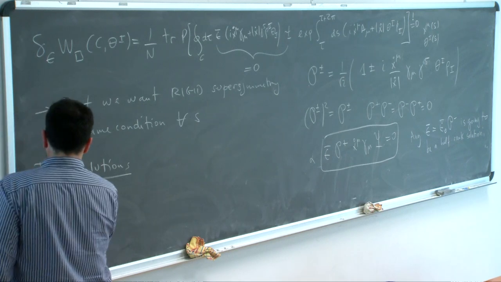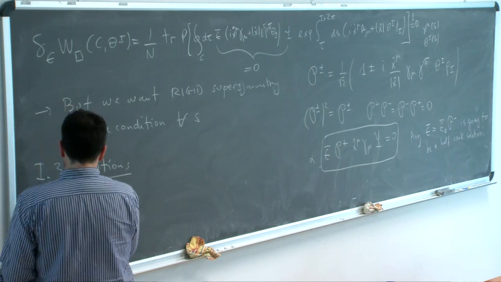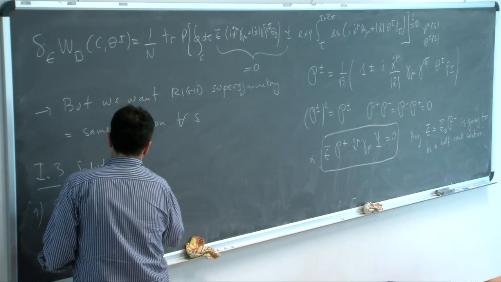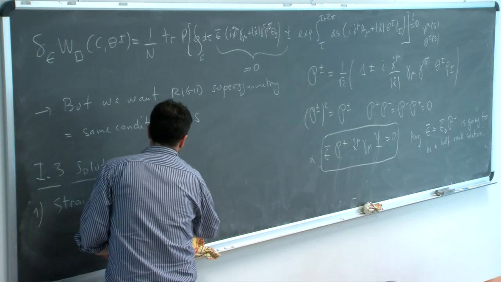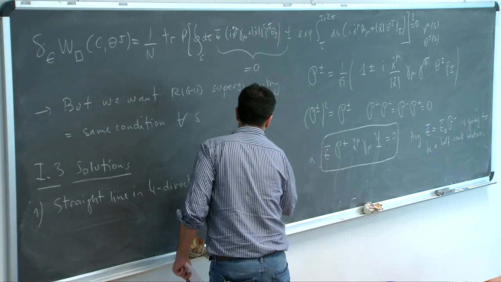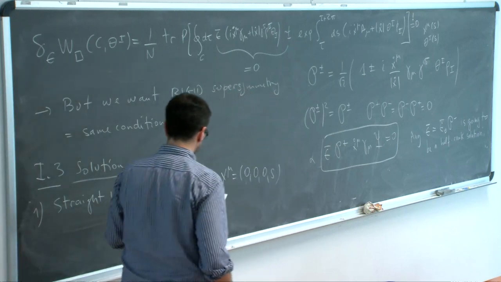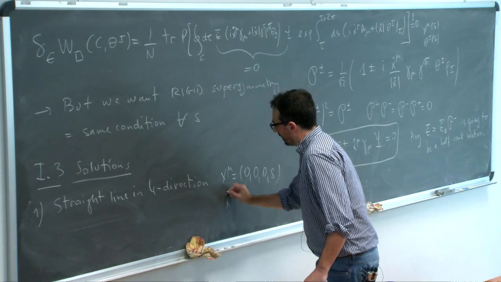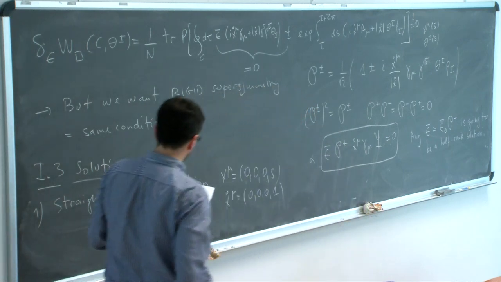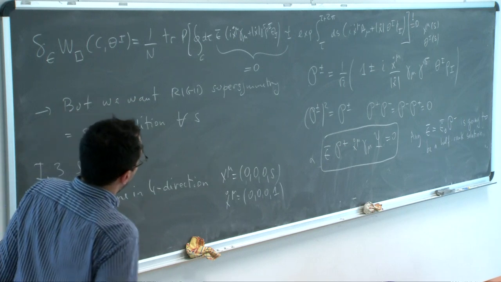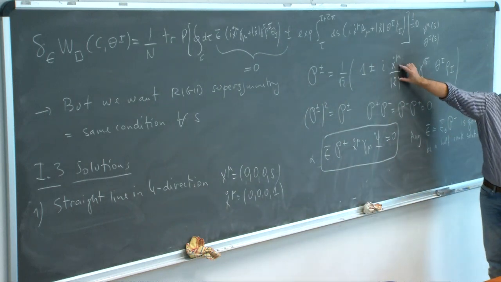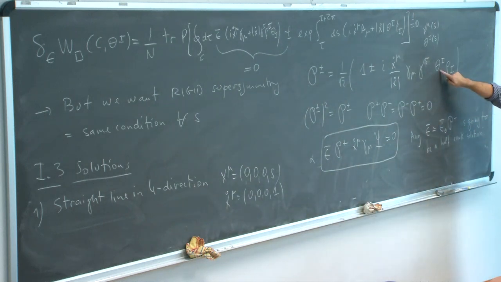A first solution is a straight line in the 4 direction. So let me take x mu equal to 0, 0, 0, s. And so x dot mu is equal to 0, 0, 0, 1. So now this projector becomes constant. But I still have a problem with this theta I.